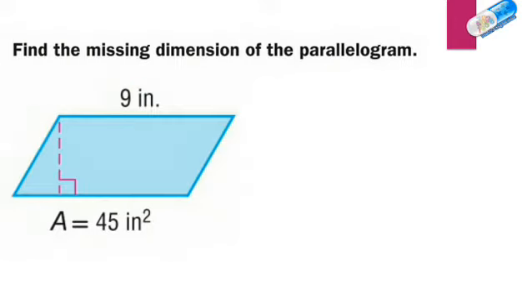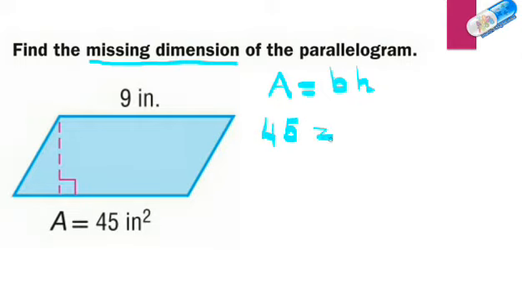Another example. Find the missing dimension of the parallelogram. Okay, here you are given the area and you're given the base, and we need to find out what the H is. This is the missing dimension. So again we write here the rule, which is A equals BH. A is 45 inch squares, so we write here 45 equals, B is 9 and H is unknown, so we write here H as unknown.